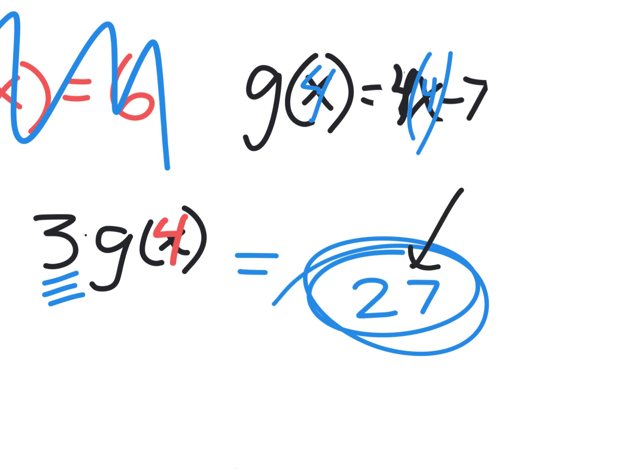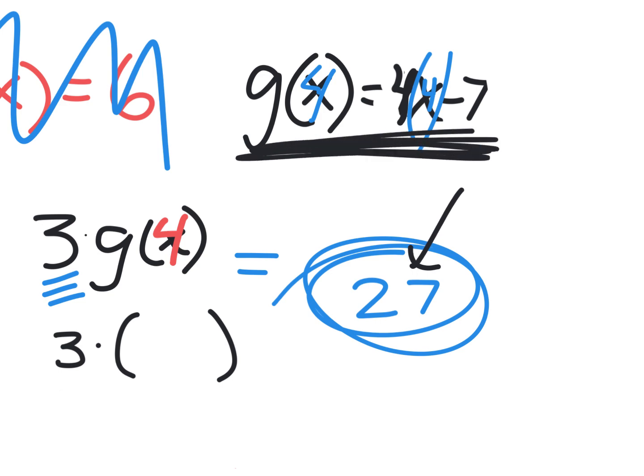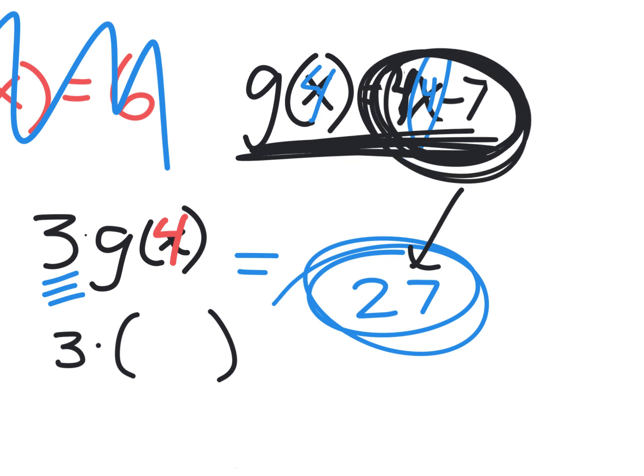You wouldn't write any 3. What you could do if you wanted to show your work better is this. 3 times, and what was g of 4? Remember what g of 4 was? It was right here. When you actually stick the 4 in, though, it's not x anymore. It was 4 times 4 is 16. 16 minus 7 was 9. So this was 9. So then 3 times 9 is 27. That's how you'd show your work a little better.